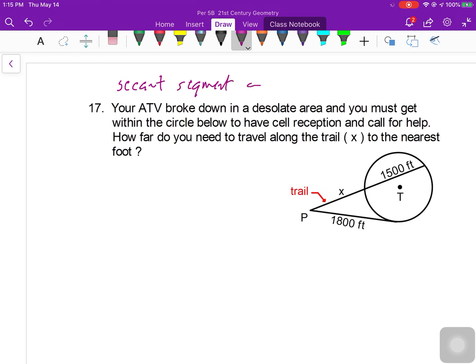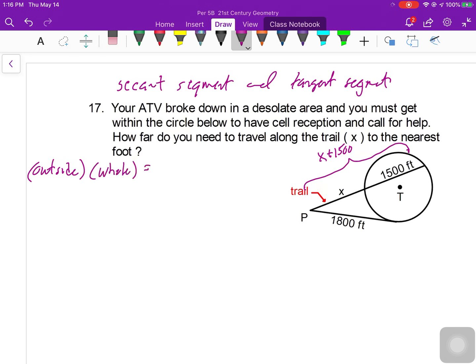Now, this last one, once again, has one of those secant segments and a tangent segment. When we've done these problems, I've always asked you to write down this whole length. So that whole length on the secant segment, x plus 1500. And we remember for the secant segment, we take the outside times the whole length. And for the tangent segment, there is only an outside, so we take outside times outside.